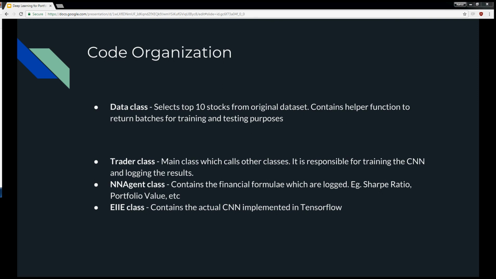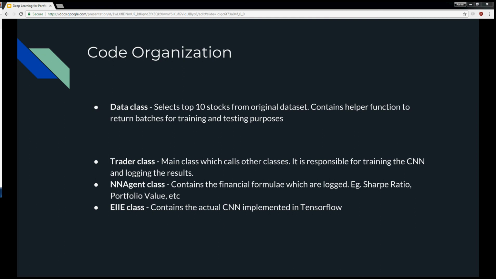A little bit about the code organization of our model. The slide details the four main classes we used to create our project. The Data class handled the S&P data, and the other three classes handled the training of the trader agent. The first one, as we said, was the Data class that selects the top 10 stocks from the original dataset, and it contains a helper function to return batches for training and testing purposes. The second was the Trader class, which is the main class that calls other classes. This is responsible for training the CNN and logging the results.